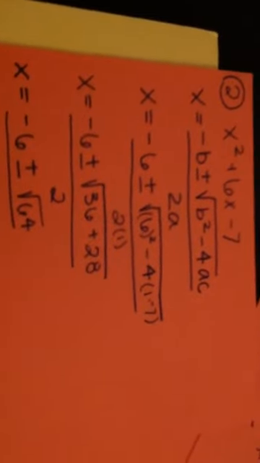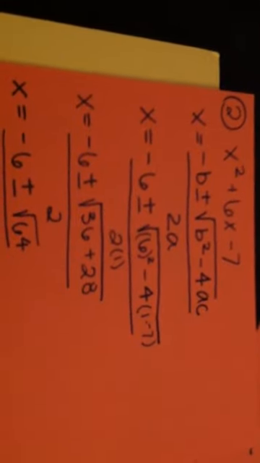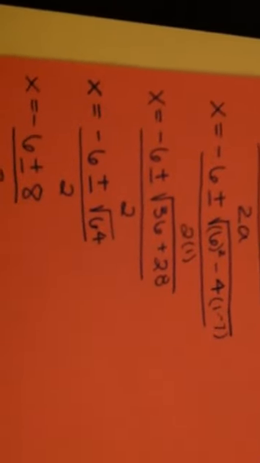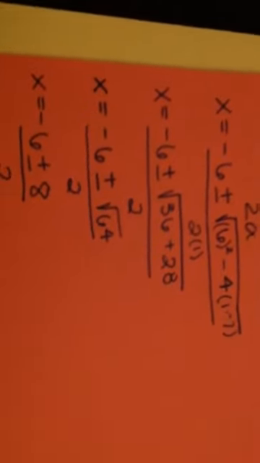For a second example, we have x squared plus 6x minus 7. So you write out your formula, x equals negative b plus or minus the square root of b squared minus 4ac all over 2a. You can bring down the terms into it, so it's negative 6 plus or minus the square root of 6 squared minus 4 times 1 times negative 7 all over 2 times 1. So then you have negative 6 plus or minus the square root of 36 plus 28 all over 2. You can simplify the radical into being negative 6 plus or minus the square root of 64 over 2.